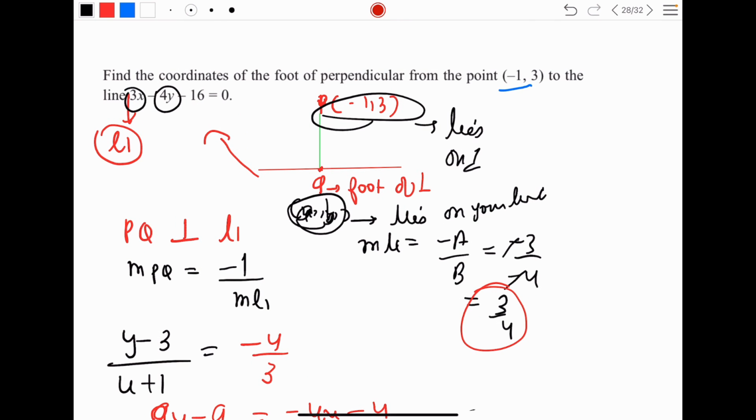Second equation is the foot of the perpendicular lies on the line. Any point that lies on a line will satisfy its equation. This x comma y will satisfy this line. I put x comma y as it is here. I get this equation. I have two equations now in x and y. I'll solve them by any method I know and I'll get the coordinates of the foot of perpendicular.